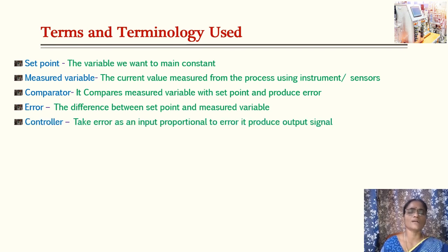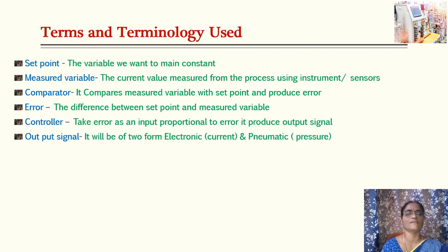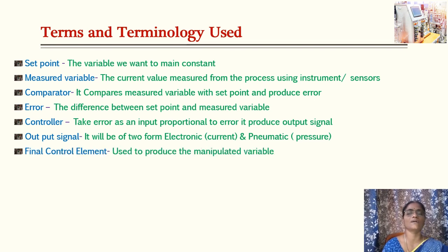Controller. So what is the controller? We can compare the controller with our human brain. What is the job of the controller? The controller will take error as an input. Proportional to the error, it produces an output signal. Now what is the output signal? The output signal will generally be in the form of electronic or pneumatic. If it is electronic, it means current will be applied. If it is pneumatic, it means pressure will be applied.